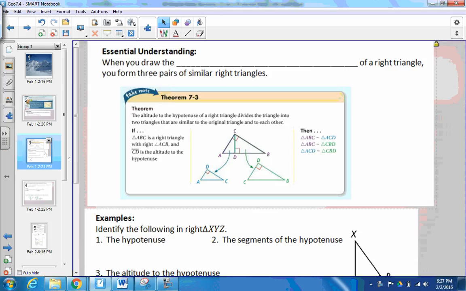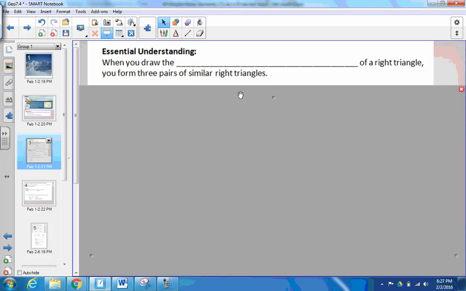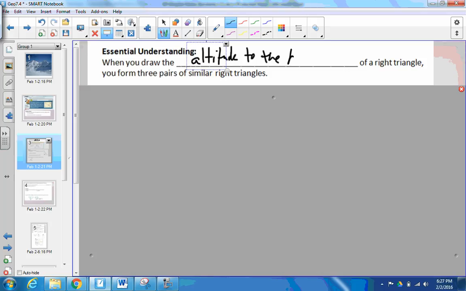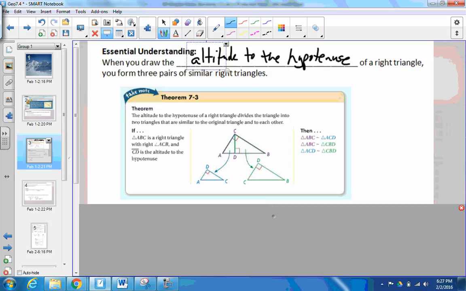So, I'm going to start off. Our essential understanding, something that you have to know, is when you draw the altitude to the hypotenuse. Now remember, the hypotenuse is the longest side of a right triangle. So when you draw the altitude to the hypotenuse of a right triangle, you form three pairs of similar right triangles. So we have our theorem that we're going to base a lot of our stuff off of today.